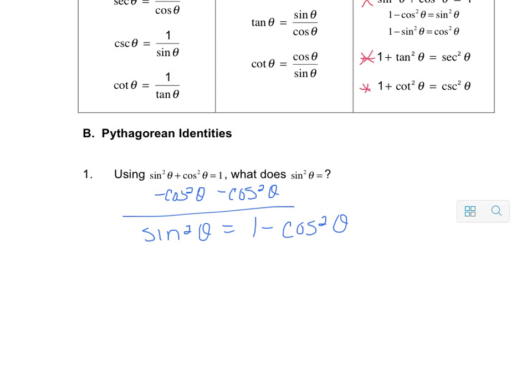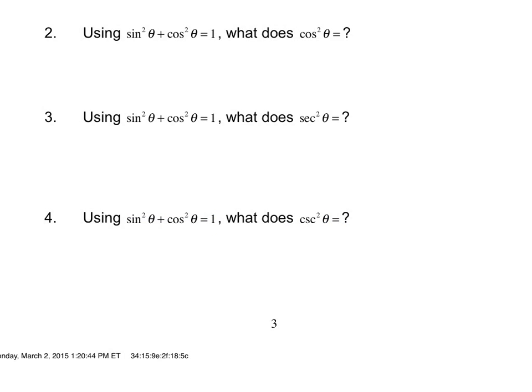All right, let's do a little bit more. Using sine squared of theta plus cosine squared of theta equals 1, what does cosine squared of theta equal? Well, it has cosine squared of theta in it, so to get it by itself, I'm going to, you're right, subtract sine squared of theta on both sides. So I'll end up with cosine squared of theta equals 1 minus sine squared of theta.